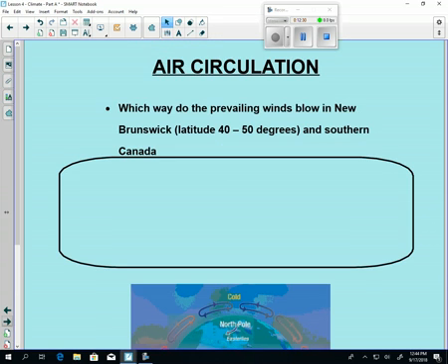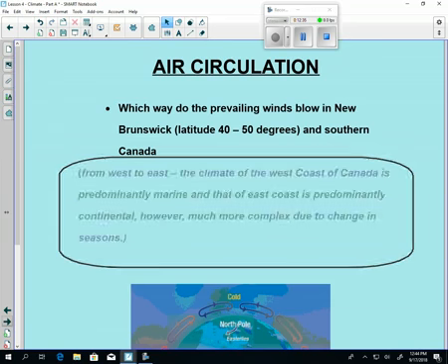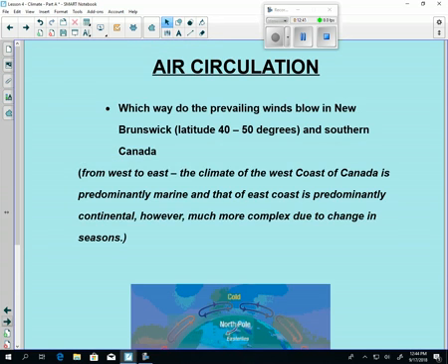Which way do the winds blow in southern New Brunswick? Well, which way do we feel the winds blow? The prevailing winds go from west to east. Yes, we will get winds coming off the ocean. We get northeasters, the cold wind coming off the water, but the main winds come from west to east.